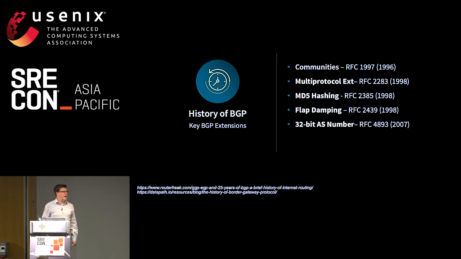But there are a number of things that came as BGP developed, which are also core to how BGP works and how a lot of the policy behind BGP works. Unfortunately, I don't have time to dig into these today, being a 30-minute talk, but they are worthwhile digging into further. So communities, which certainly helped simplify policy, came in 1996. Multi-protocol extensions in 1998. MD5 hashing, which is unfortunately the limit of security that BGP provides, came in 1998. Flap damping, which is really important for maintaining the stability of the internet, came in 1998. And then 32-bit AS numbers in 2007, which again took a long time to get.